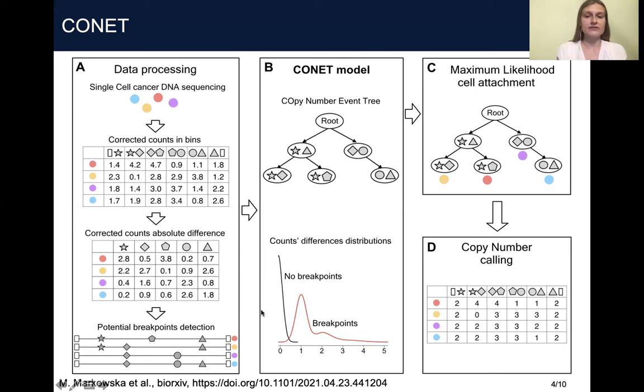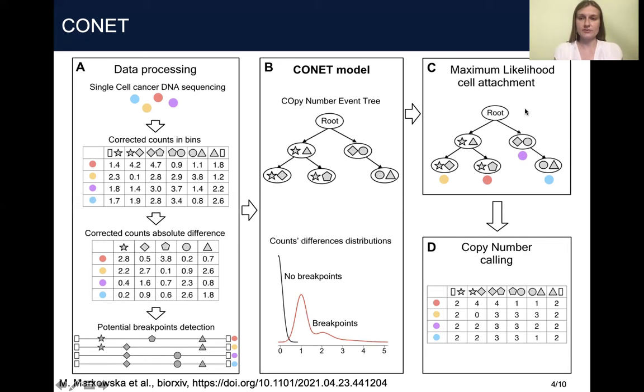The second ingredient of our model are the corrected counts absolute difference distributions. First, we have the no breakpoint distribution and the breakpoint distribution, and we use those distributions to calculate the likelihood of our CONET. We have constructed an efficient MCMC sampling procedure that is sampling both the huge space of possible copy number event trees and also model parameters. After finishing the sampling step, we have our inferred CONET.